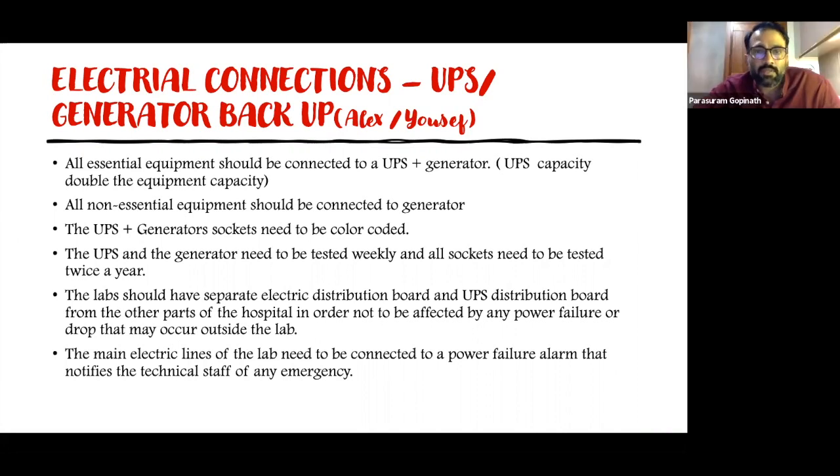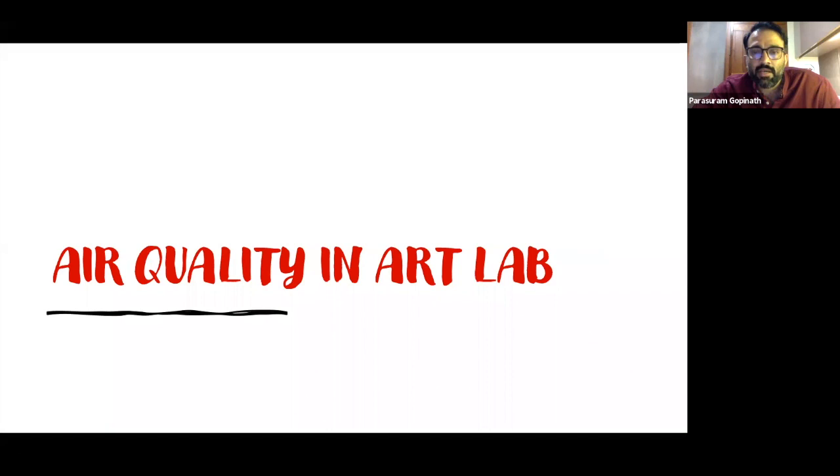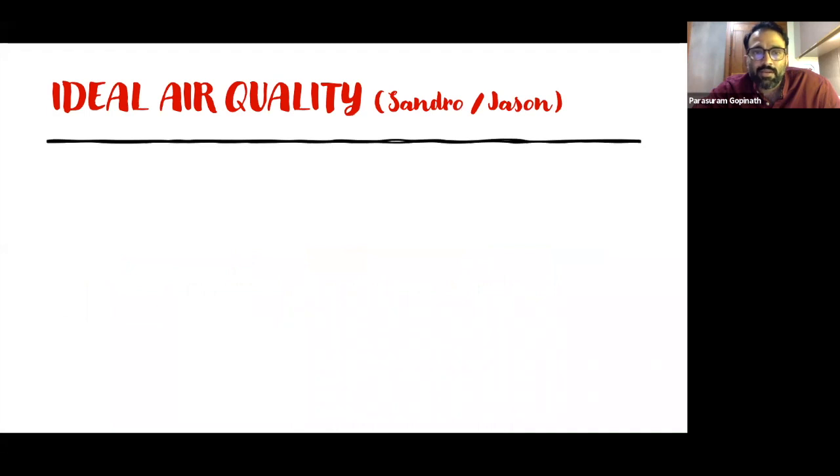So I think we'll rush into the next set. A very important point is air quality in the ART lab, and nobody is more ideal to talk about this than Sandros and Jason. When you talk about air quality inside the lab, there's a lot of controversy about what has been recommended, especially by the Cairo consensus. Is that enough, or do we need higher quality? Can you elaborate on what is being published and what you are actually following?